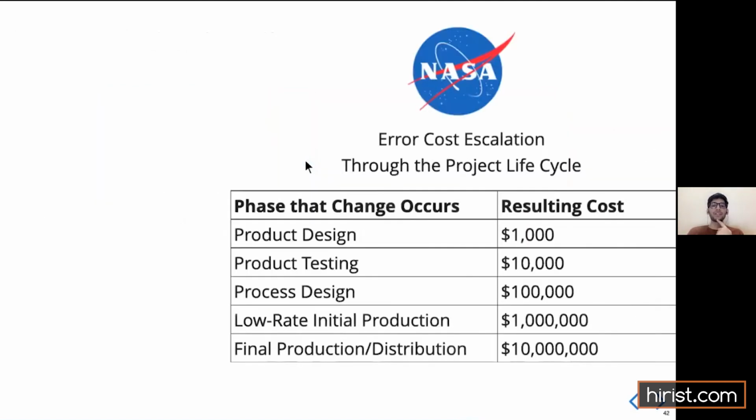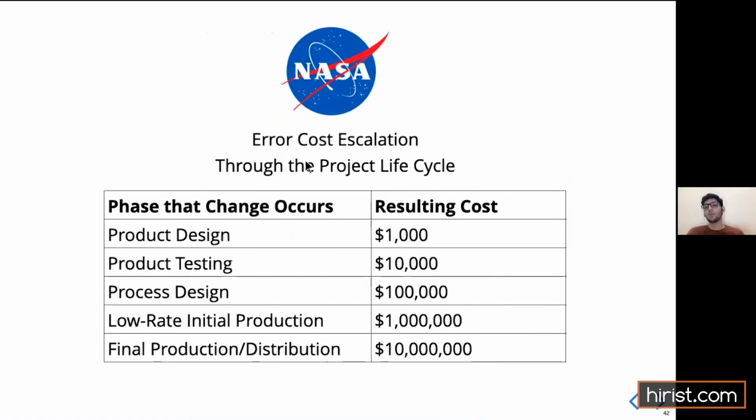Just this section, the cost of change. If you're not planning ahead, the later you decide to make a change, the more it is going to cost. This is NASA's cost escalation chart. If you find an error at the design phase, it probably costs you $1,000.